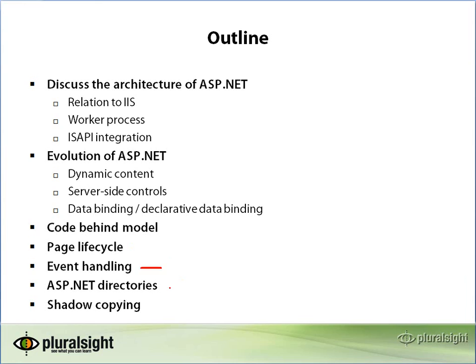And then we'll finish up by looking at some special directories that are defined in ASP.NET for things like placing code and deployed assemblies, as well as a discussion of the shadow copying mechanism, which makes it possible to deploy new binaries in your websites without having to shut down the web server. So that's going to be our goal, and we'll start off, as I mentioned, with a discussion of the general architecture and move on from there.